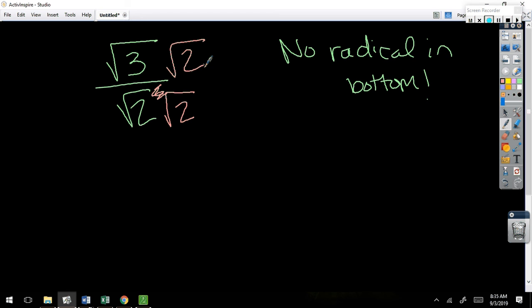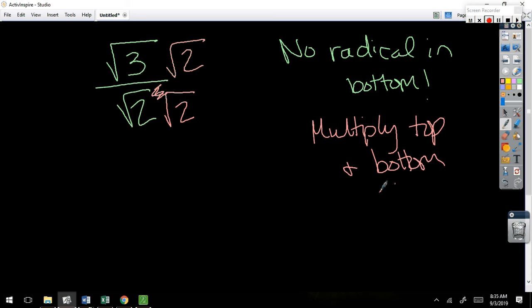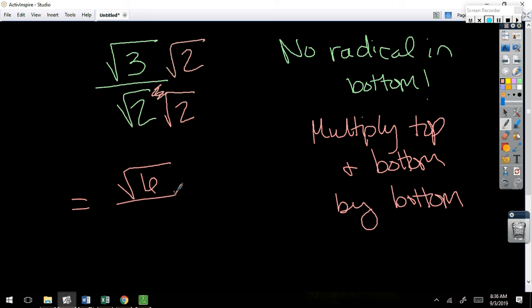So we're going to multiply top and bottom by the bottom. So what happens up top? What comes at the top? What's the square root of 3 times the square root of 2? That's right. Square root of 6. That's exactly right. How about this? The bottom. 2.